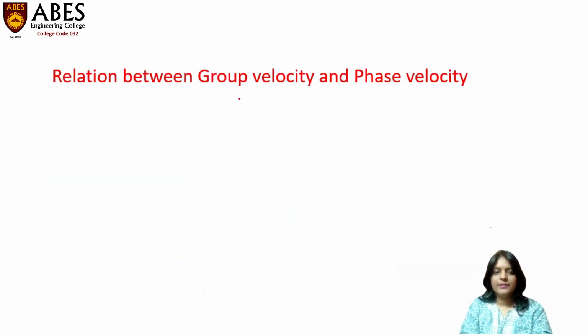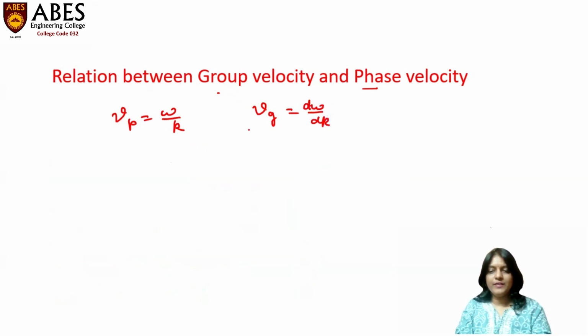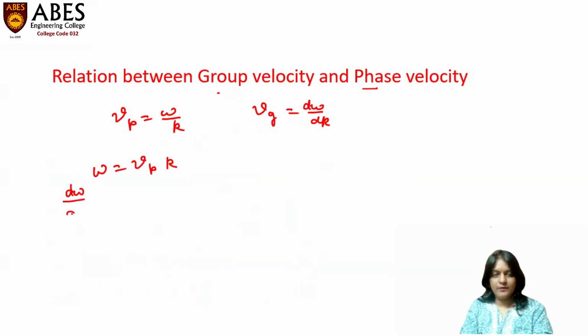Now I will discuss the relation between group velocity and phase velocity. We know that phase velocity is omega by k and the group velocity is d omega by dk. I am going to establish the relation between phase and group velocity. Omega is equal to Vp into k. So differentiate d omega with respect to k, d omega by dk, because I want to make one term a group velocity. Vp plus k dVp by dk.